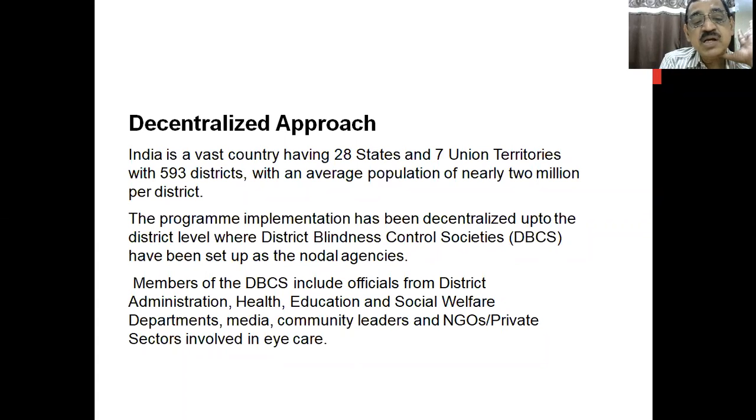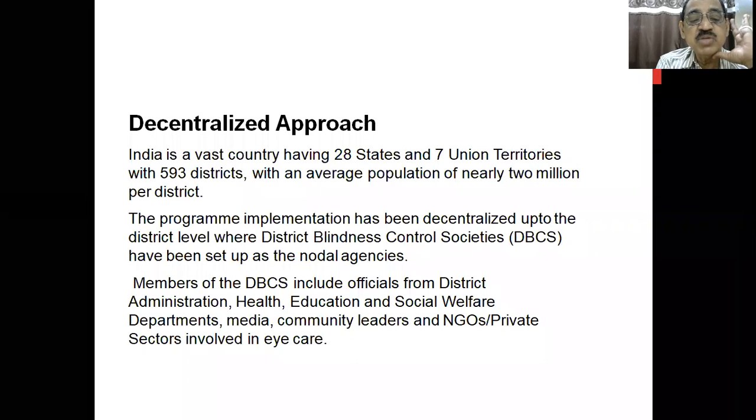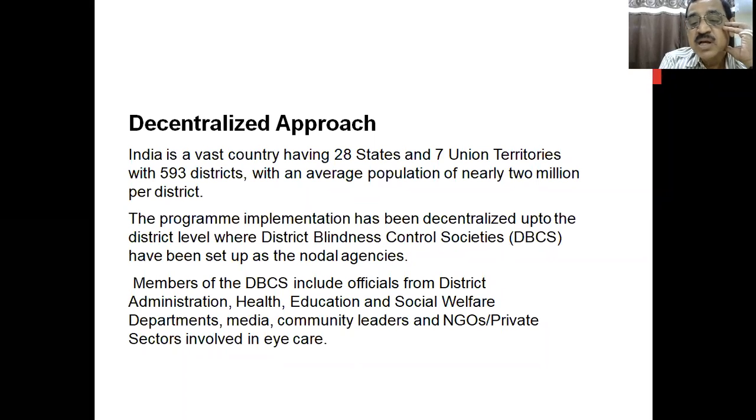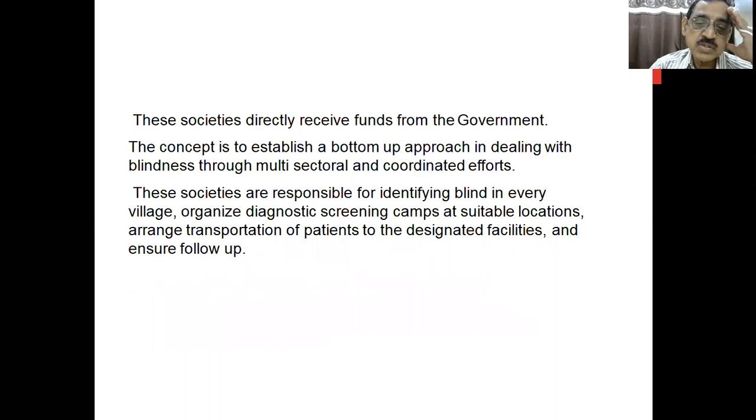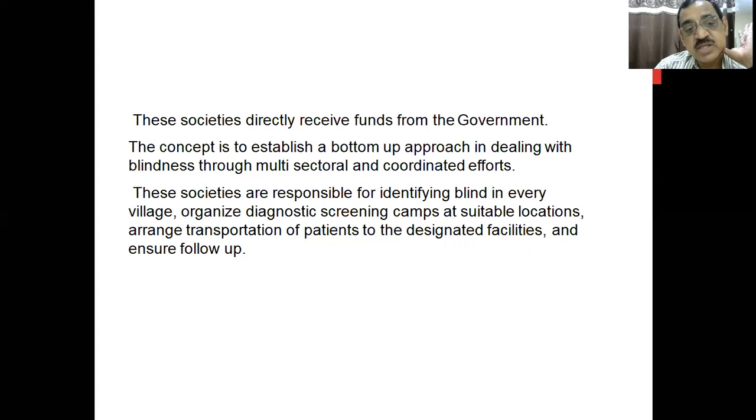It has been set up as the nodal agency. Members of the DBCS include officials from district administration, health, education, and social welfare departments, media, community leaders, and also NGOs and the private sector involved in eye care. These societies directly receive funds from the government. The concept is to establish a bottom-up approach in dealing with blindness through multi-sectoral and coordinated efforts. These societies are also responsible for identifying the blind in every village and organizing diagnostic screening camps at suitable locations.